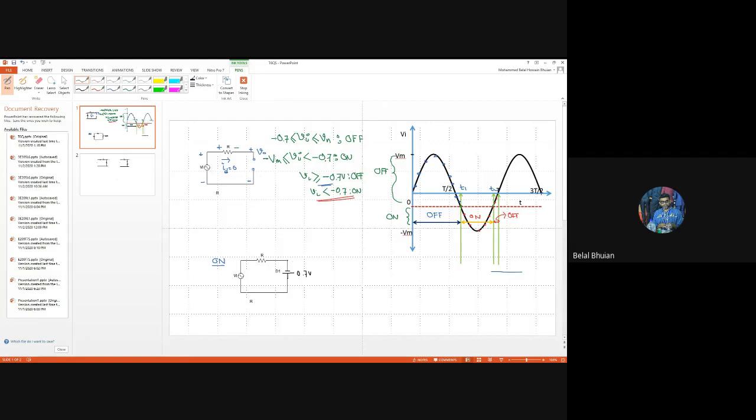So what is the V naught then? Can anyone say what is V naught? Output voltage? Sir, VI minus IR. Yeah, VI minus IR, that is one way.